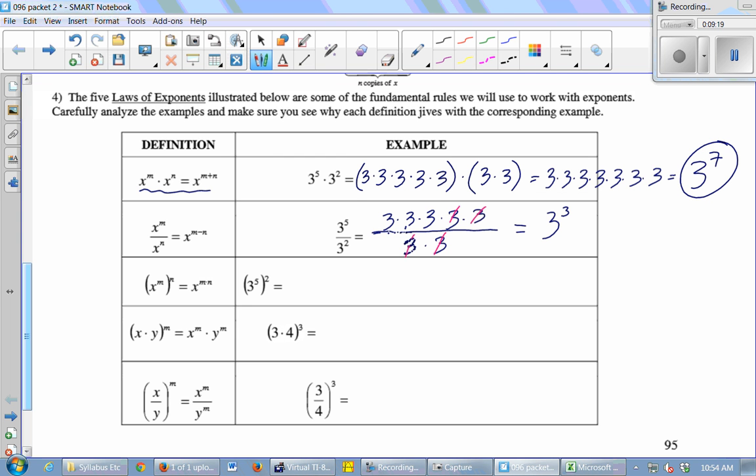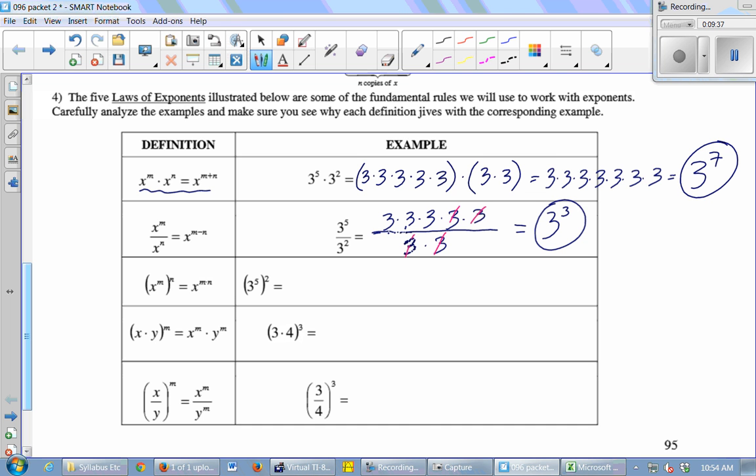So how could I have more quickly done this problem? Little shortcut. Subtraction. 5 minus 2 would give you the 3. So that's my general rule. If you're dividing like bases, you can subtract the exponents.